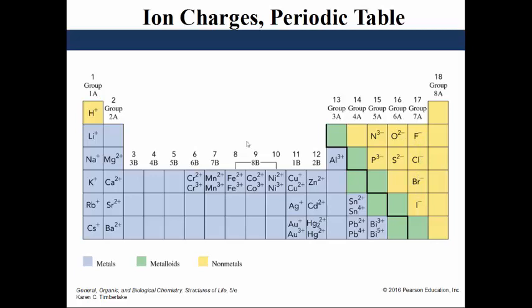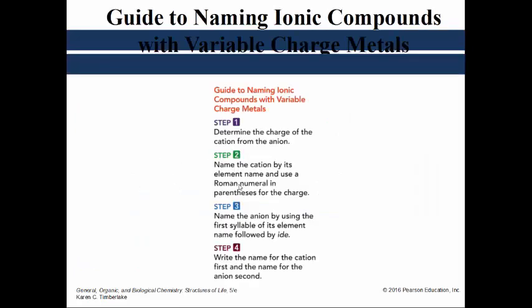And the transition metals, examples we talked about here, lead, cobalt, nickel, copper, can either be plus 1, plus 2. Nickel can be plus 2 or plus 3. Iron, 2 or 3. It just depends. That's why you must use the Roman numeral after the name to identify which form of the ion you're talking about. So again, another step-by-step flowchart to naming an ionic compound with a variable charge with the metal.